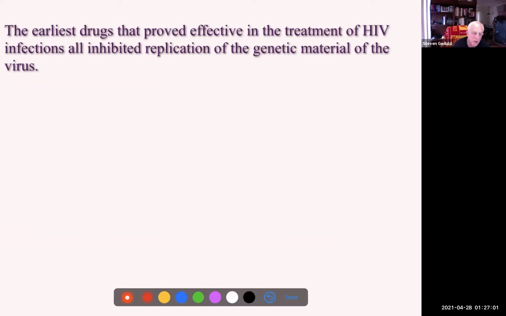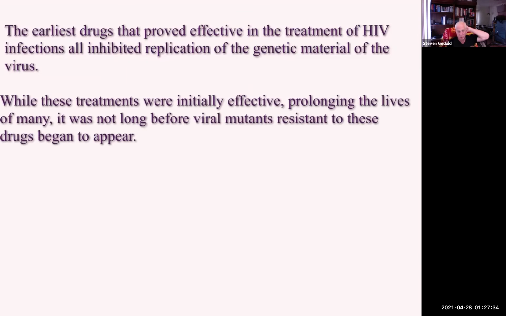Okay. The earliest drugs that proved effective in the treatment of HIV infections all inhibited replication of genetic material of the virus. Remember, all a virus is genetic material. And it lacks the ability to replicate itself. A virus has to infect a host cell, human cell in this case, okay, to be able to replicate. It takes over the nucleus and it uses the cell's machinery to replicate itself. Okay, that's how the virus works. Viruses can't replicate themselves without being infected into a regular cell.